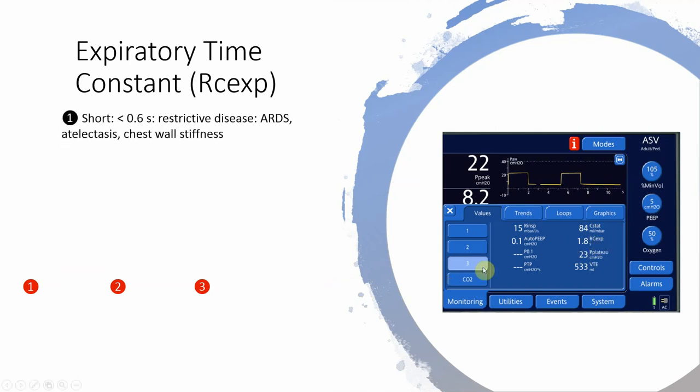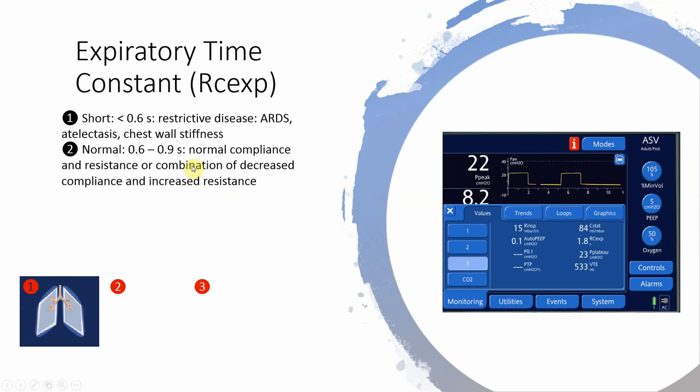If it is short, you can see this one is not, but if it's less than 0.6 seconds, that's usually because of restrictive disease such as ARDS, atelectasis, or chest wall stiffness. So the lungs are stiff and that air's coming out quickly. And that's what the dynamic lung graph looks like. If it's normal, 0.6 to 0.9, then you have normal compliance and resistance, or a combination of decreased compliance and increased resistance. So that's what you would expect a patient to normally exhale at, as far as the time goes. And that's what the normal lung graph looks like.